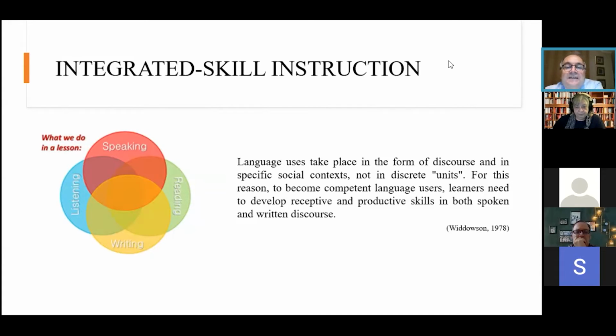Why do we need this instruction? As you see here, I have taken this from Widdowson. By the way, Widdowson was the first linguist to call for integrating the 4 language skills. This expression was put forward and used for the first time by Widdowson. Language use takes place in the form of discourse and in specific social contexts, not in discrete units.